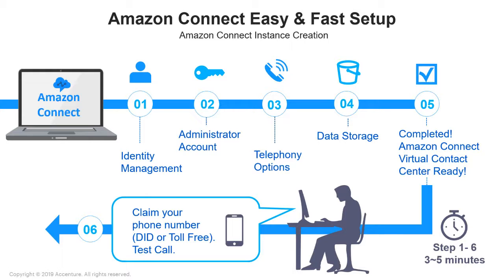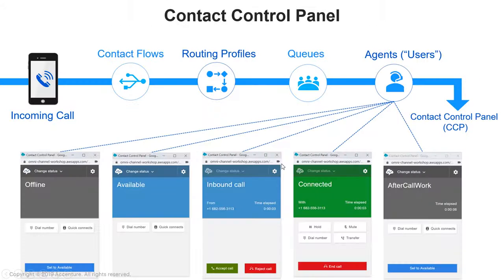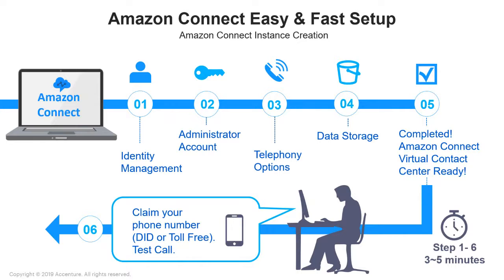So how do you test it? The last step is just to claim your phone number, either DID or toll free. After you have that number, you can test call it. All of this can be done in just 3 to 5 minutes. Can you see how easy it is to set it up? Right, so that is for the setup. So let's say you have already set up your Amazon Connect instance and it is ready for use.